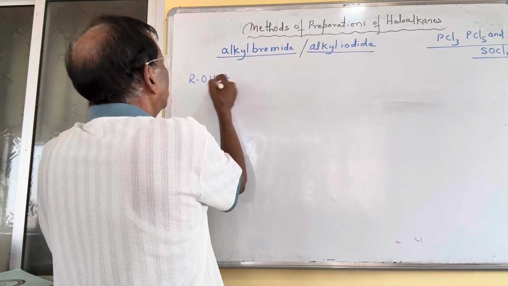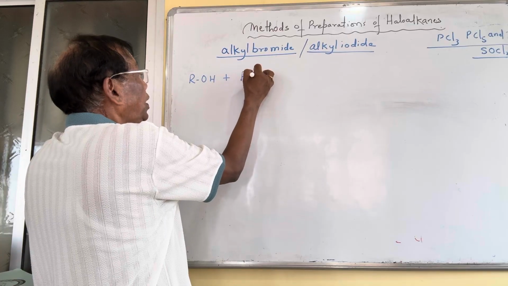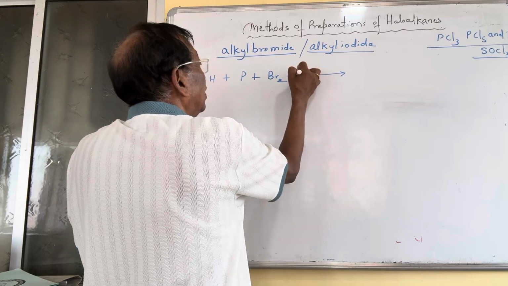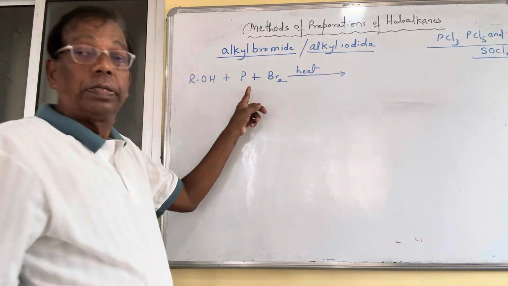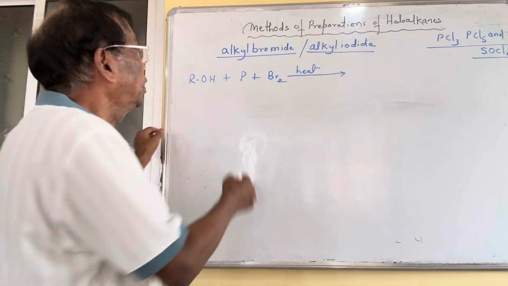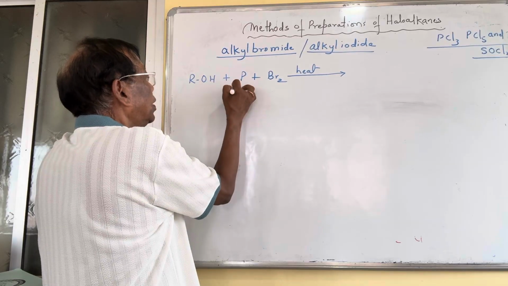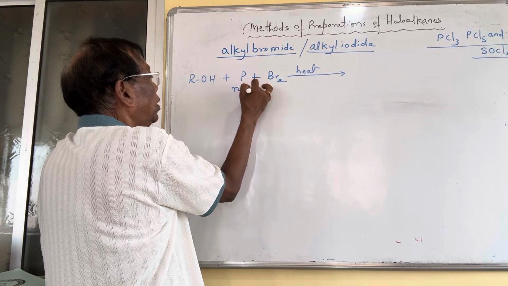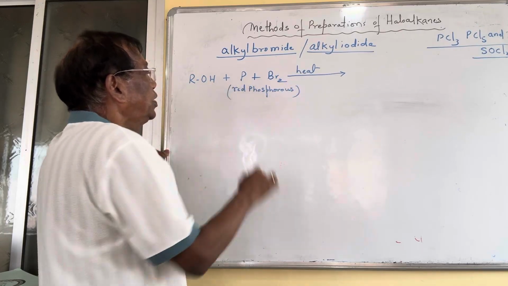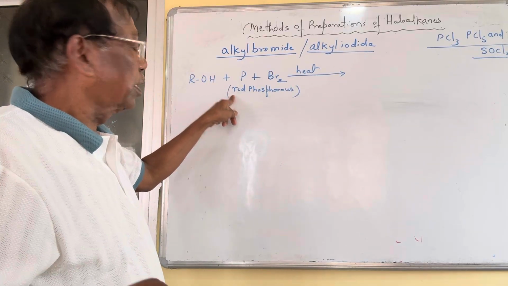Okay, so here suppose ROH if I take and treat that with the red phosphorus, heat, and I use here bromine. So not taking PBr3, but just heated with red phosphorus. This is red phosphorus and this is bromine. Remember, red phosphorus. See, I have not wasted time in writing. Just pick up. You can slow down the video and see what I have said. Red phosphorus.